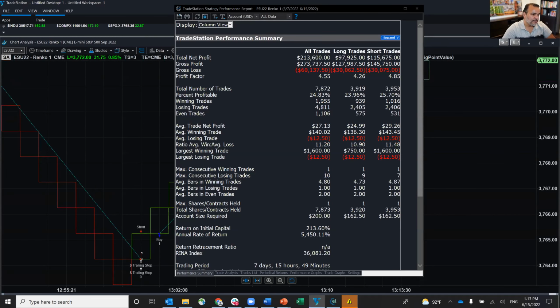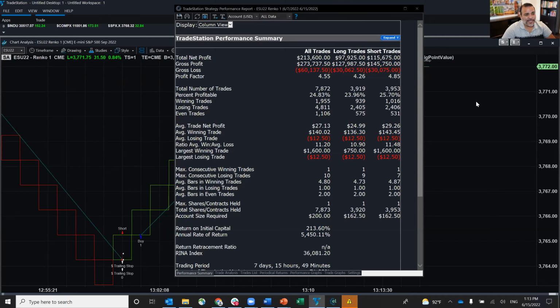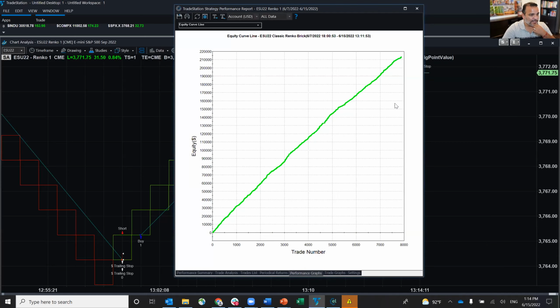So what I'm trying to say is, just be careful when you use strategies on a Renko or any other price-based charts, because the performance values that you get on the strategy performance report may be deceiving. So make sure that you understand the way that the orders are generated and what's in place so that you have realistic expectations. This is incredible, right?